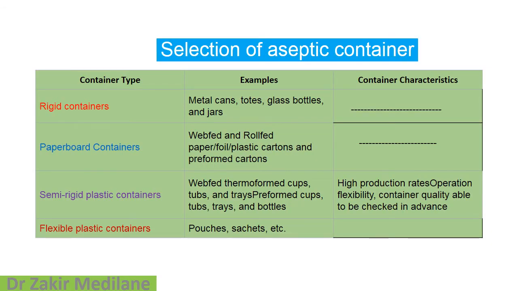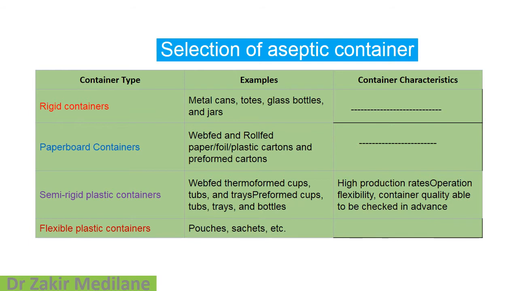Now how do we select the aseptic container? What containers do we have to select here? If you see the types of containers, there are several types listed in the column, with some examples given for each type and the name of that container, along with some characteristics that should be obeyed to have a good container for aseptic processing techniques.